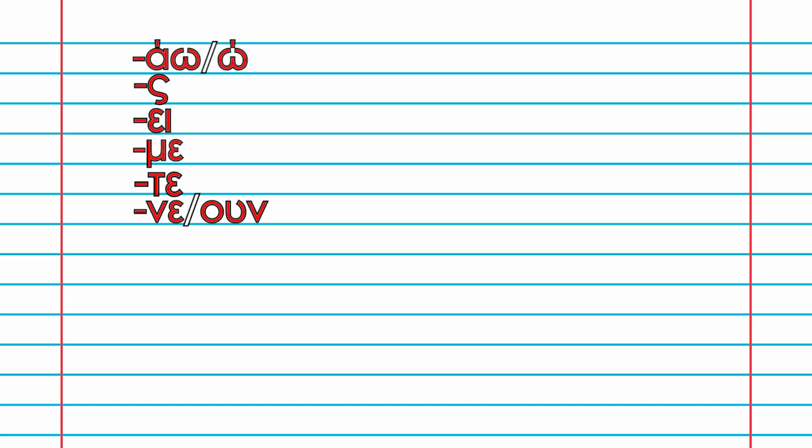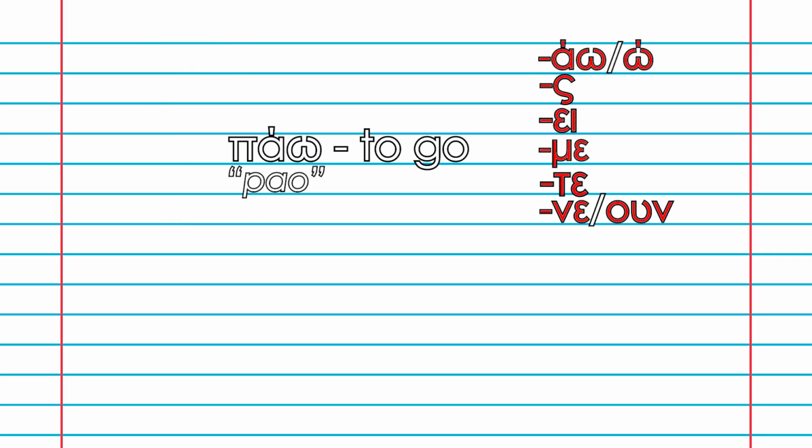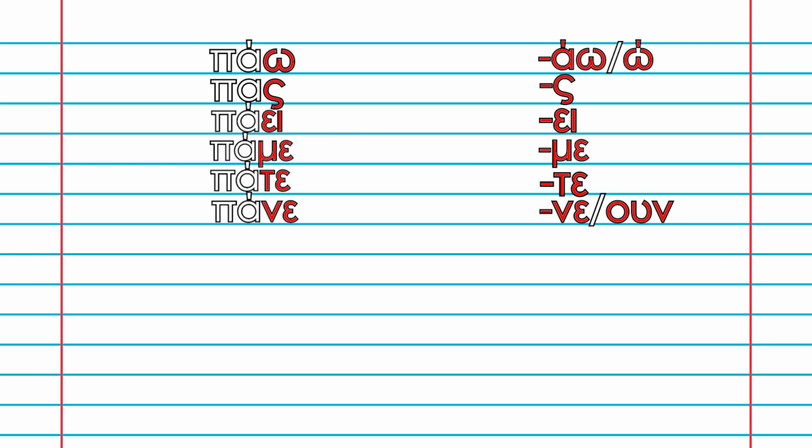Let's try to apply them in a different word. Πάω, for example, which means to go. A very useful word. Πάω, πας, πάει, πάμε, πάτε, πάνε. As you might have noticed here, there are more endings than the group A that we saw before, and some of them have alternative endings.